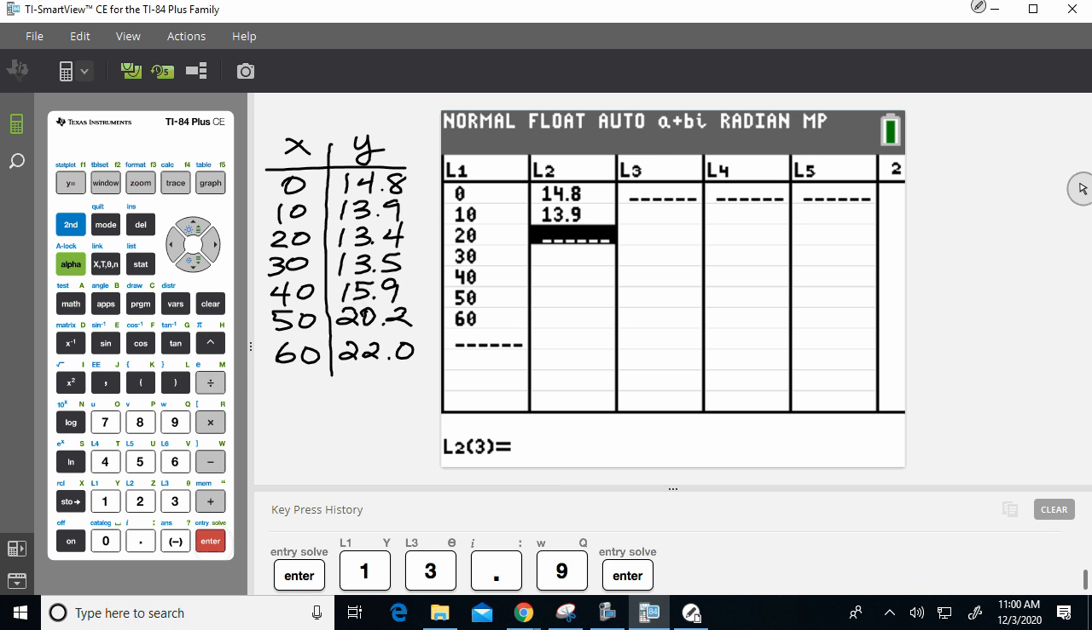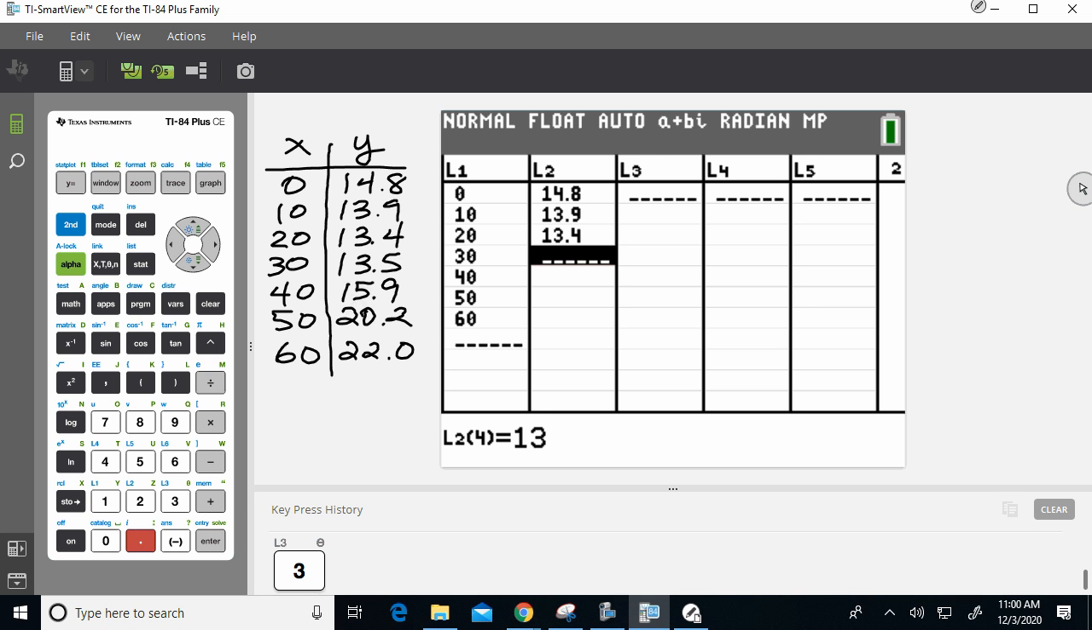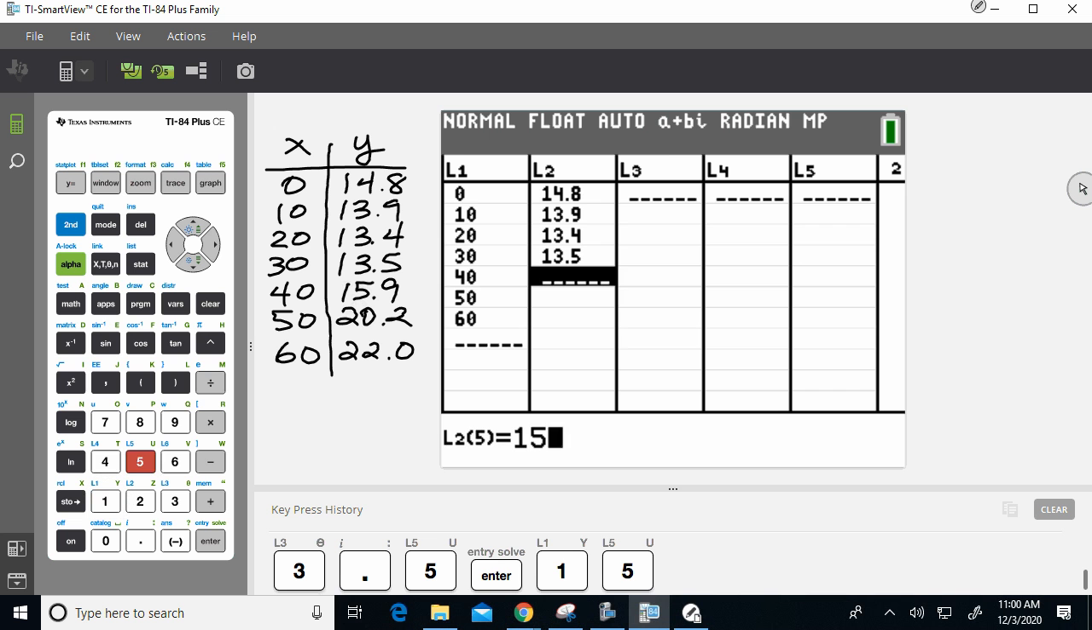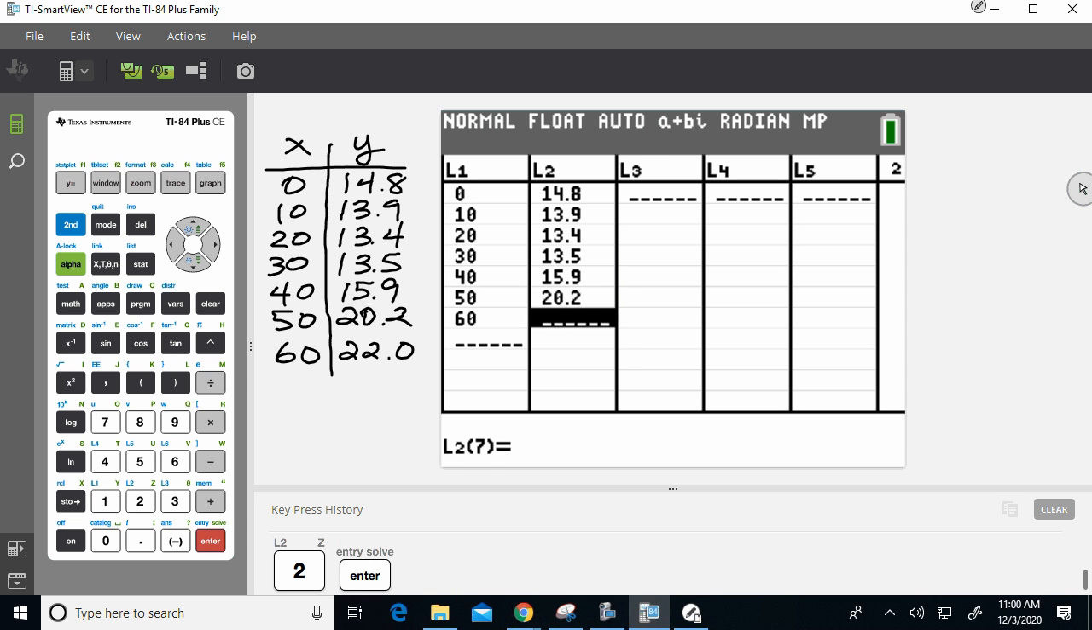13.9, 13.4, 13.5, 15.9, 20.2, 22.0. Again, give it the once over, make sure everything is put in there. Let's give a few seconds for those folks who are finishing up putting in the calculator before we move on and let this calculator do its thing.